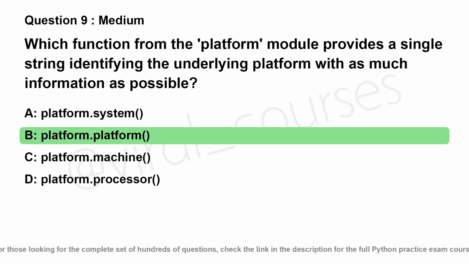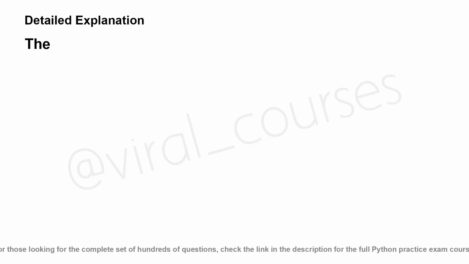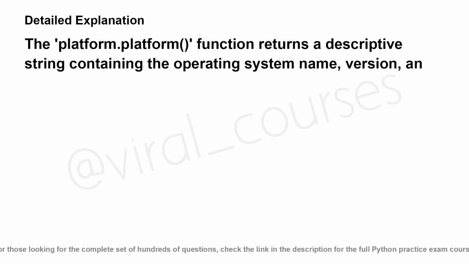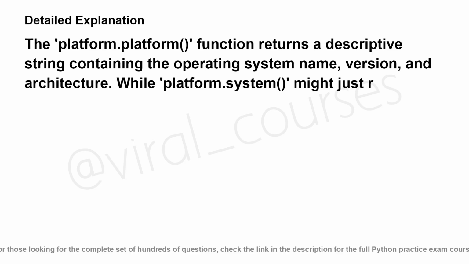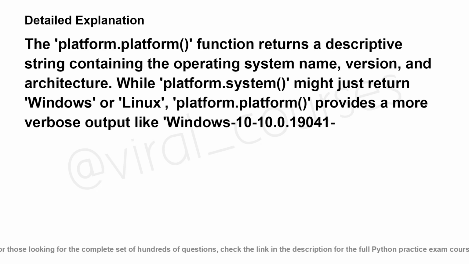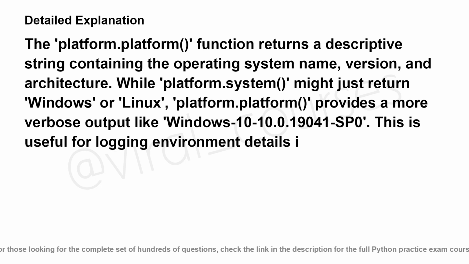The correct answer is B. The platform.platform function returns a descriptive string containing the operating system name, version, and architecture, while system might just return Windows or Linux. Platform provides a more verbose output like Windows-10-10.0.19041-SP0. This is useful for logging environment details in production software.